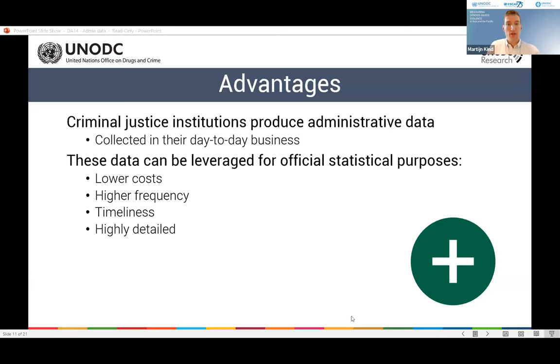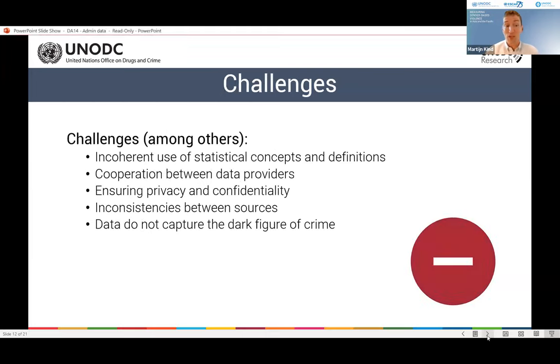We also have improved timeliness. One of the disadvantages of statistical surveys is that they generally take a lot of time to plan, design, etc., whereas administrative data is, of course, available in real time. But of course, that being said, there are also several challenges associated with administrative data.